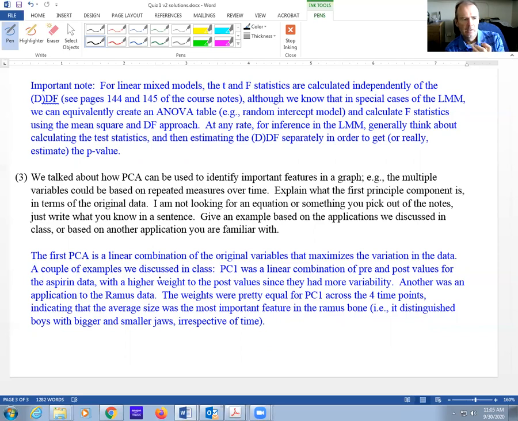But that's not always necessarily going to be what PC1 is. It's not necessarily a weighted average of the original variables. It's a linear combination, right? Those are sometimes the same, but what's the difference between a linear combination and a weighted average?